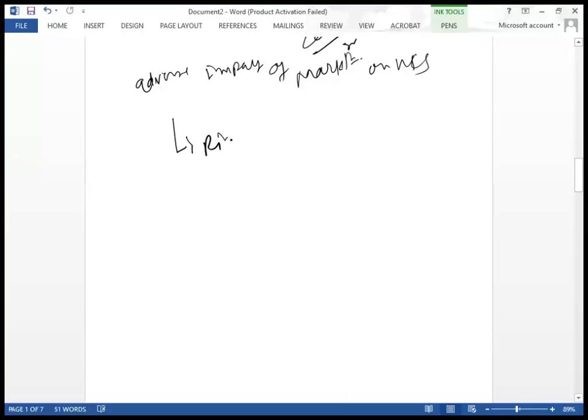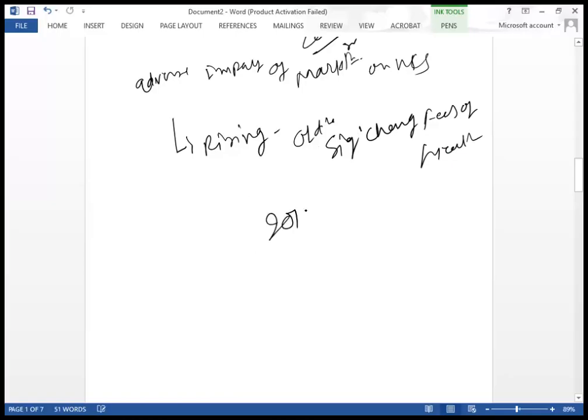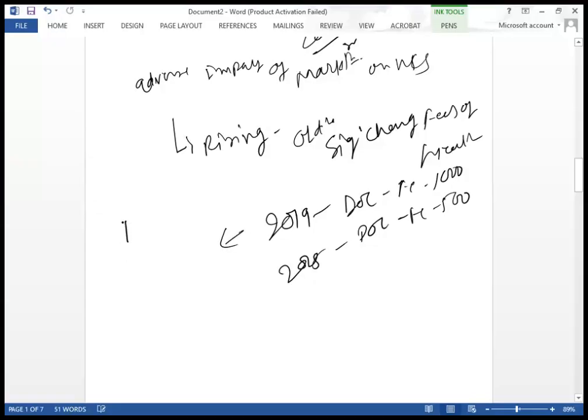The first is rising fees. Definitely you have seen, I think you all are old enough that you can see the significant change in fees of healthcare. It means if in 2019 the doctor's fee was 100, in 2025 the same doctor's fee is 500. If in 2019 a sugar test was 100, then in 2025 it is 500.